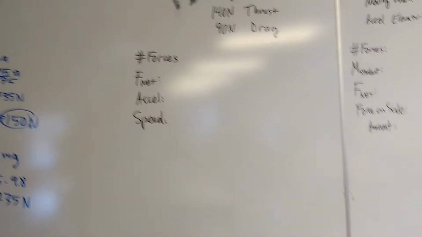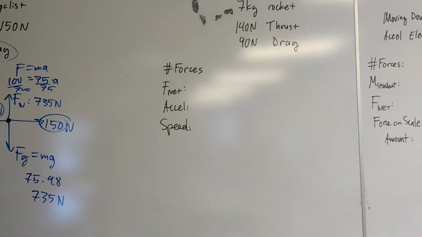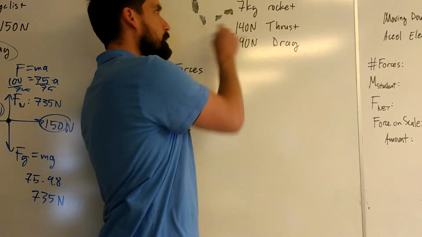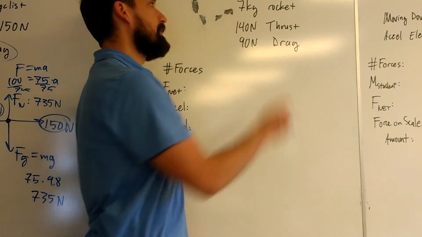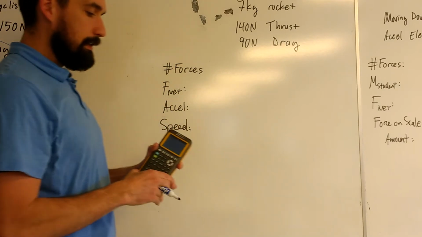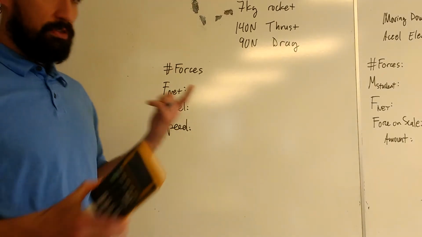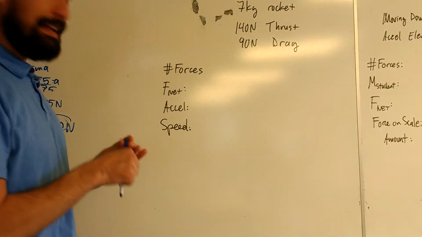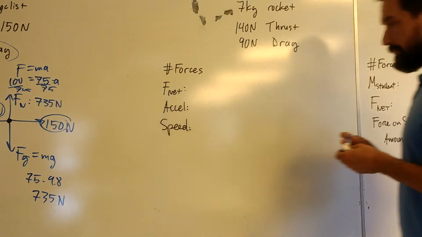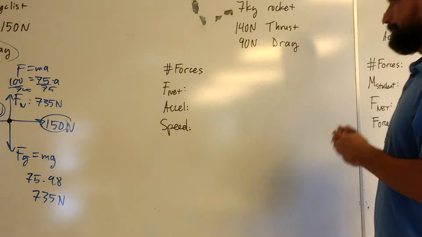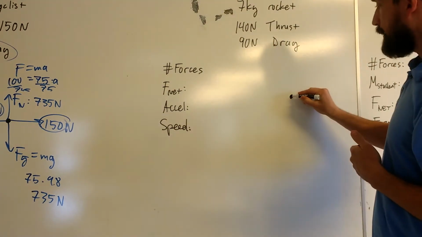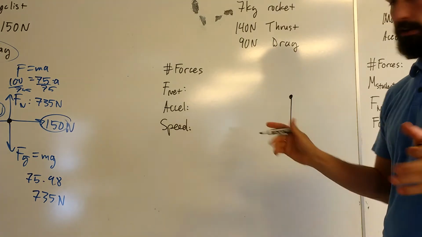Next problem. The next problem was the 7 kilogram rocket, generating 140 newtons of thrust, experiencing a 90 newton drag. So, again, in order to figure out what the number of forces is, we need to draw it. And yes, you should be drawing the arrows on the dot. So, here's our rocket. What do we know? The rocket's always going to be experiencing gravity. We're not in a vacuum.